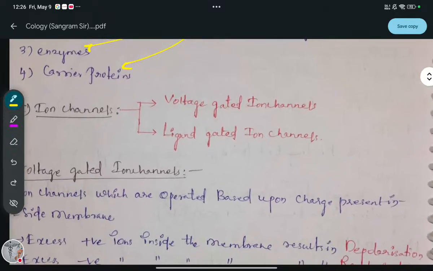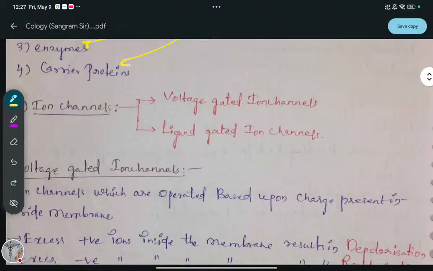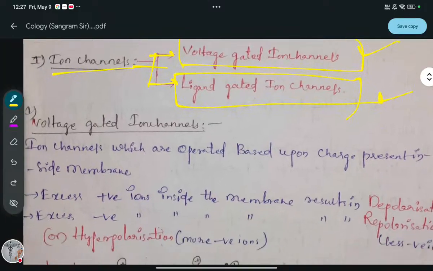Now we will see what are the different types of ion channels. Normally there are two different types of ion channel. They are voltage gated ion channel and ligand gated ion channel. We will see what voltage gated ion channels are next, and then we will see what ligand gated ion channels are.